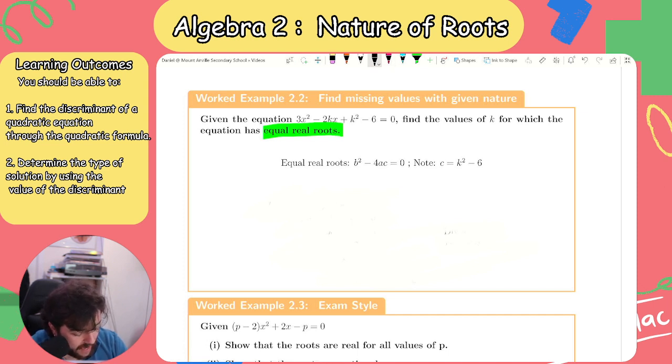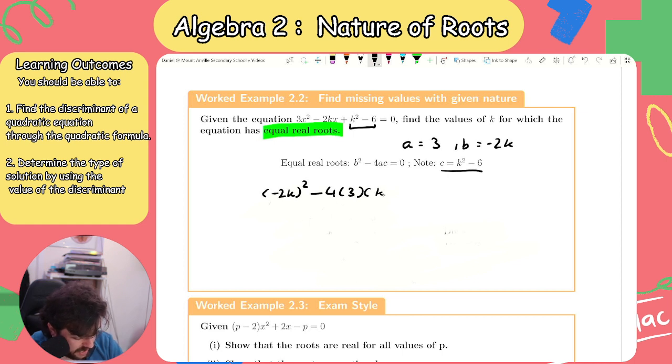So let's label my a, b, and c. So a is going to equal 3 because that's the coefficient of x squared. B is going to equal minus 2k. And then c is my constant part, which is k squared minus 6. So let's sub it in. B squared minus 4ac. So I have minus 2k, all to be squared, minus 4 times a times c, which is k squared minus 6.